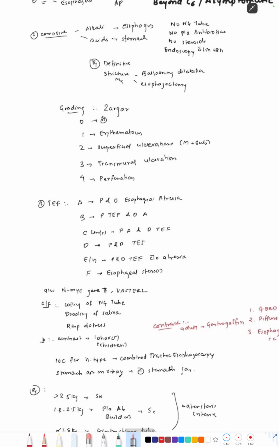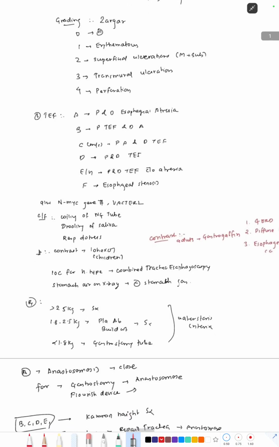Superficial ulcerations involve the mucosa and the submucosa. Deep ulcerations are transmural in nature, and the fourth is perforation. Then the next pathology is the tracheoesophageal fistula. The tracheoesophageal fistula has different types.